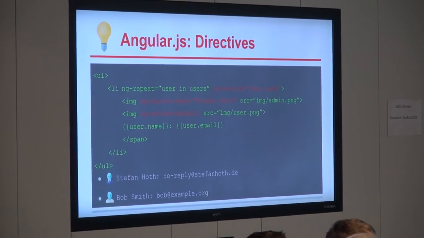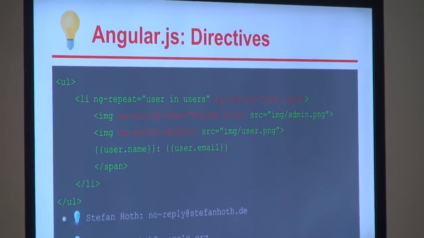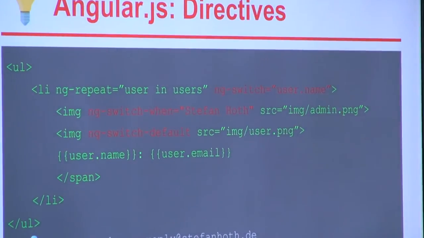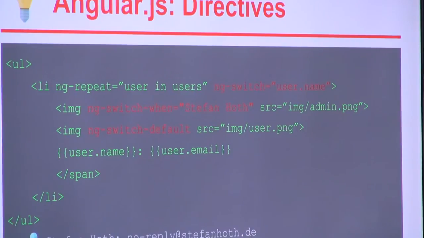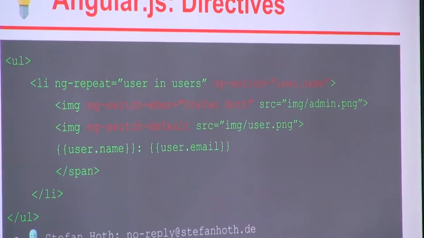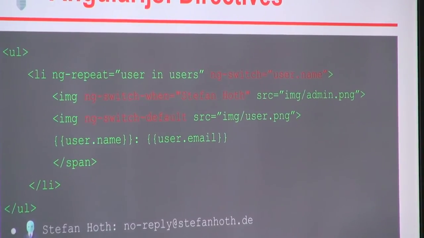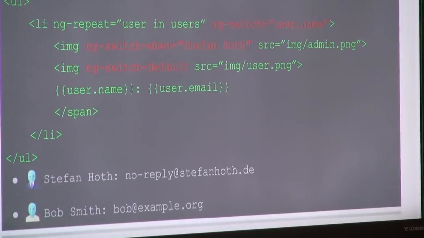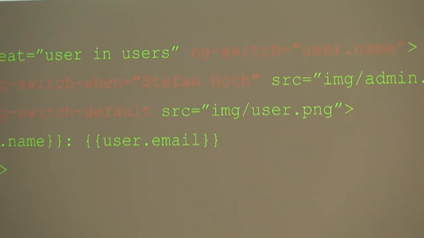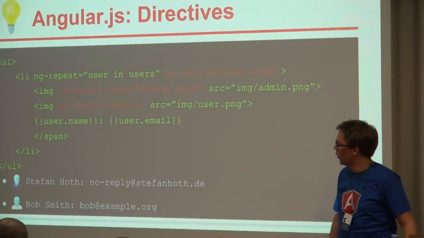And a bit more complicated is the ng-switch, but as always, because it's a bit more complicated, it's more powerful and useful, so bear with me. In the ng-repeat, I also define that here is a switch defined on the field user.name. And what I define is when this property has the value Stefan Hoth, then use the super cool admin PNG. And if it's anything else but Stefan Hoth, then use the normal boring user PNG. And as you can see, I'm all suited up and Bob isn't. So this works as well.